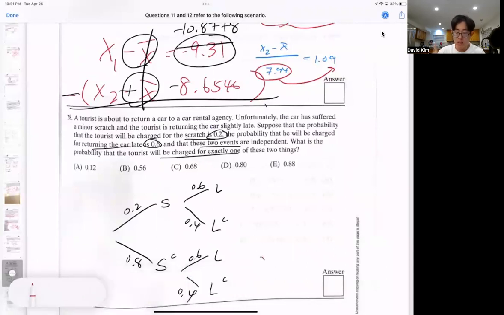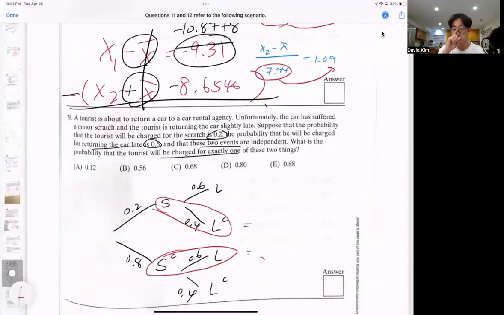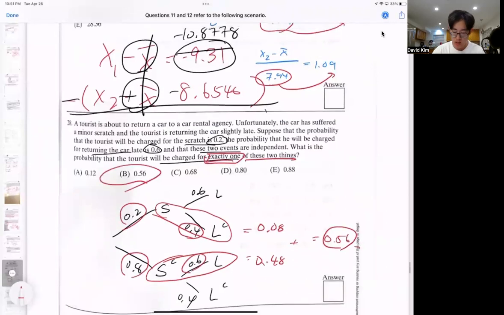Now, if I want to have exactly one of these things, it means that I want to find that you scratched but did not turn in late, and it's not scratched but it's turned in late. Because these two will be having exactly one of these two things happening. So if it's independent, I can simply multiply those two probabilities and add them up. 0.56 would be the correct answer for 28. And for 28, it is indeed B.